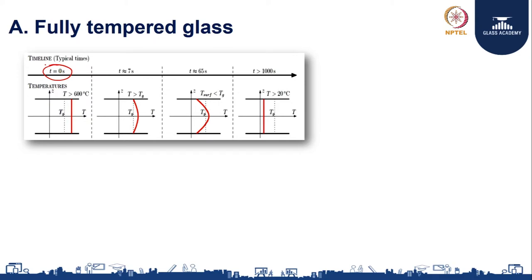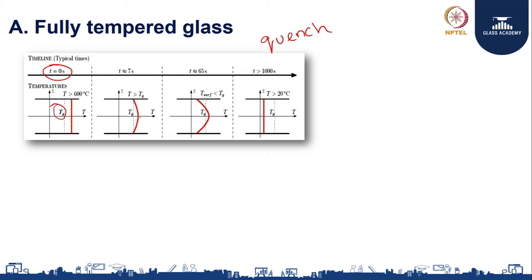When you take a timeline versus the progress of the glass, or the stress level change in the glass, the first graph shows time 0, that is at the start of the furnace, and the temperature is less than the TG temperature. The TG temperature is the glass transition temperature. After 7 seconds, when it comes outside of the furnace, this is only the quench graph. The graph is meant only for quench, not for the heating.